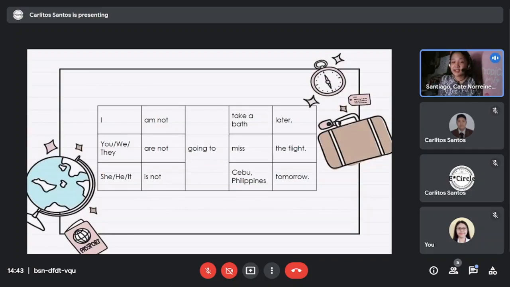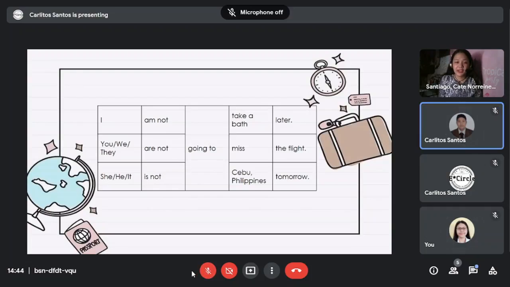For the second sentence, friends, please turn on your microphone and read it. "You, we, they are not going to miss the flight." Thank you. And for our last sentence, I shall read it. "He, she, or it is not going to Cebu, Philippines tomorrow." Okay, is everything clear? Yes, ma'am. Thank you.